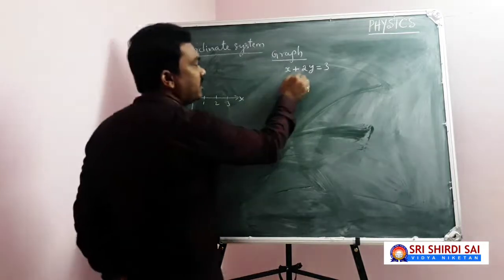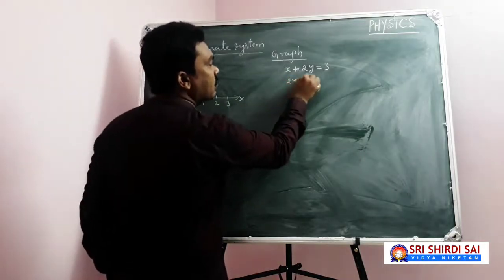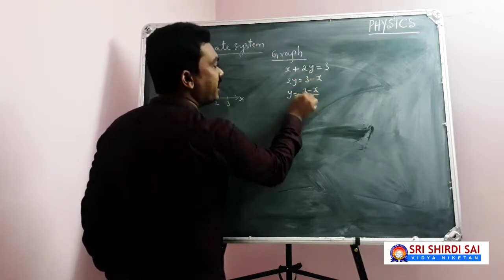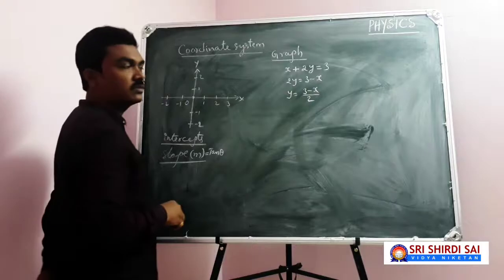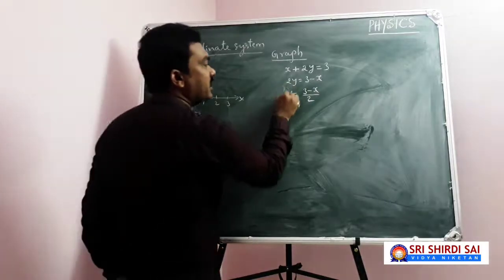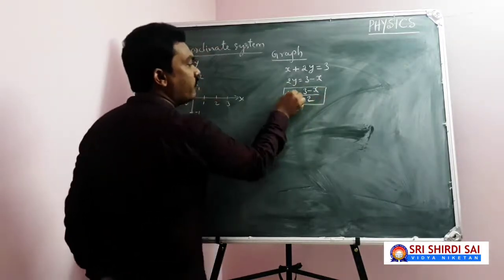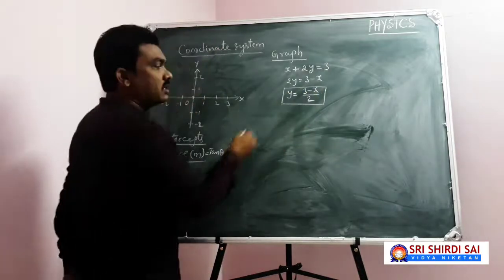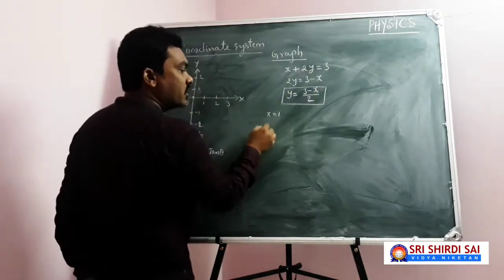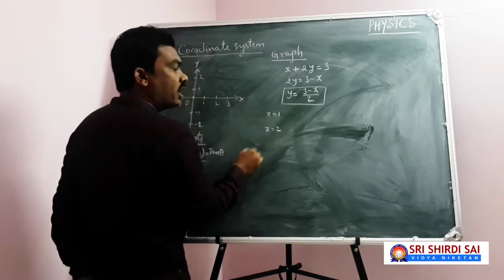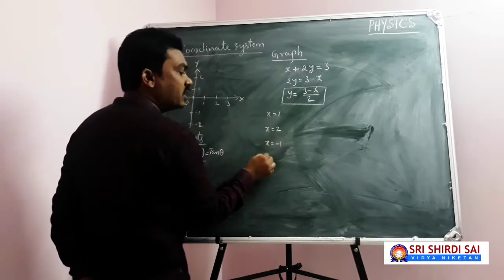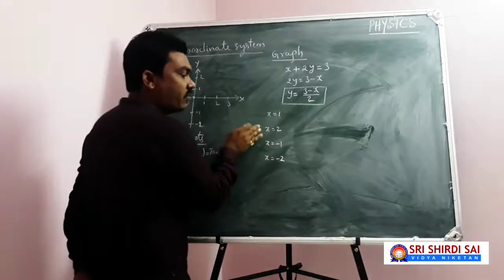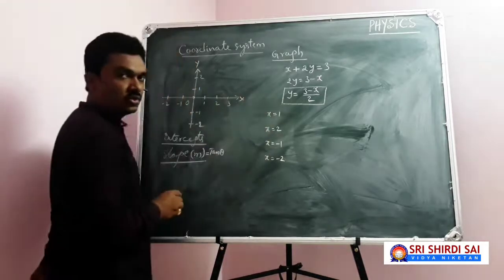Now I can write this equation as 2y is equal to 3 minus x, so that y is equal to (3 minus x) by 2. So what can you understand here? The value of y depends on x. Sir, then what about x? X, you may take x equal to 1, you may take x equal to 2, and you may take x equal to minus 1, you may take x equal to minus 2. As per the value of x, y is going to change.